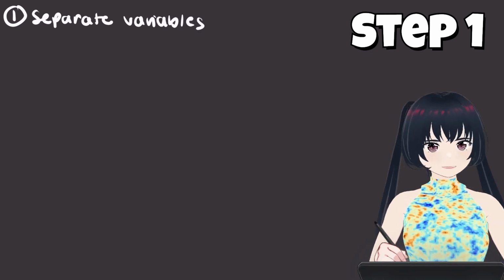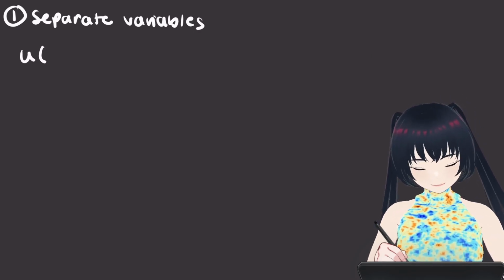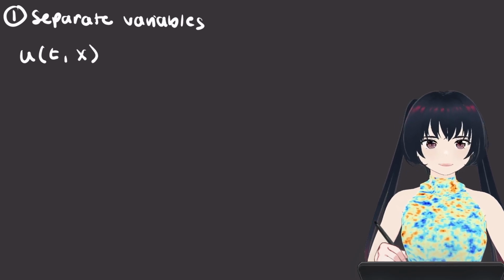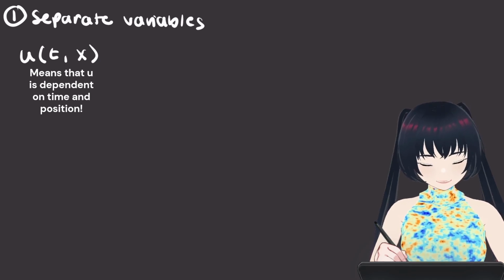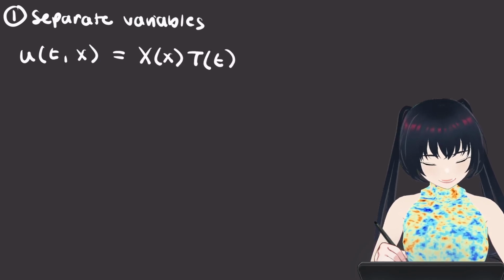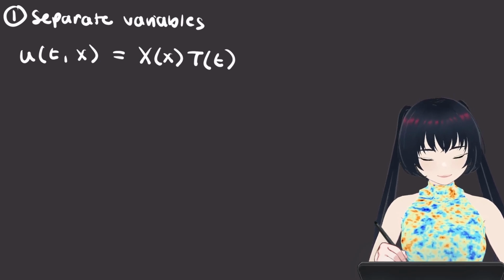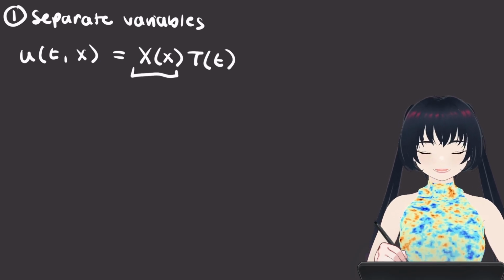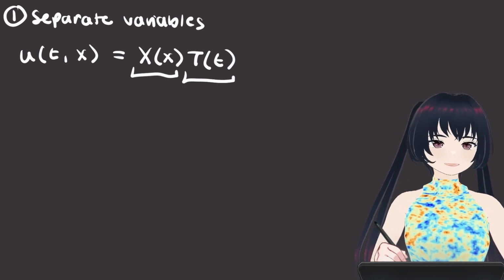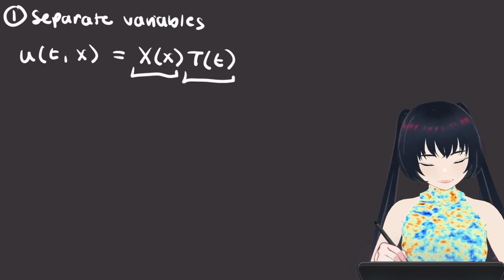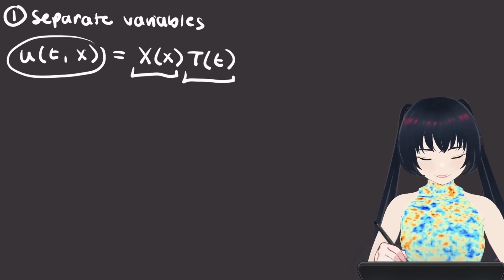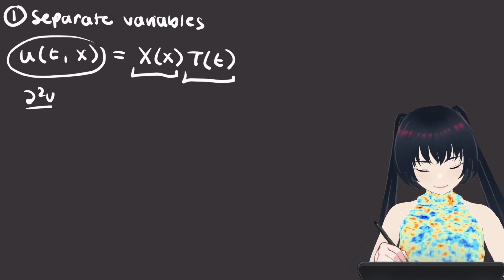So what does this mean? We know that our solution, which is of the form u of t, x, so time and position, is of the form X of x, T of t. That means that there is one component that is solely made up of position and one component that is solely made up of time. And what we need to do is plug in this format solution into the wave equation.